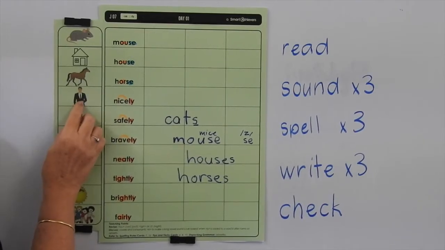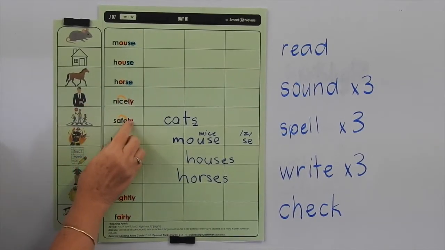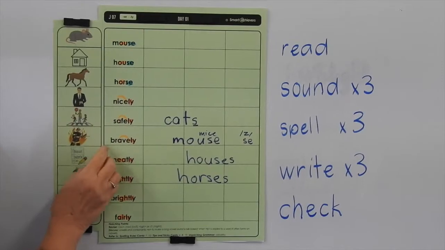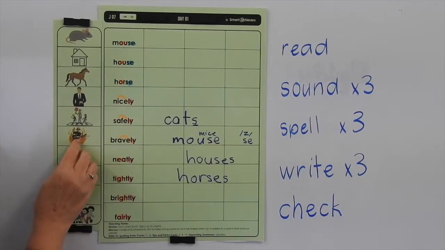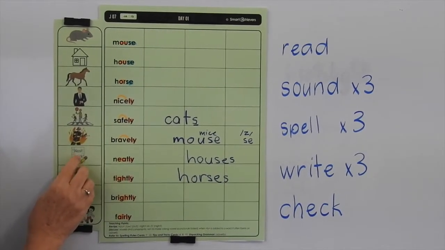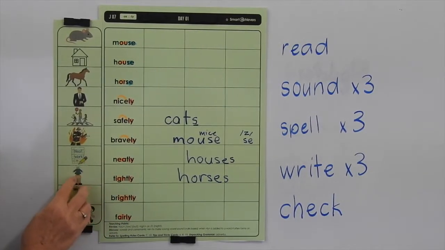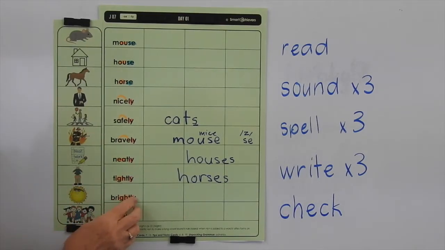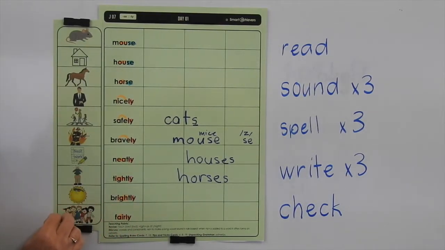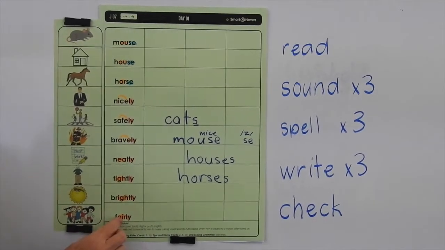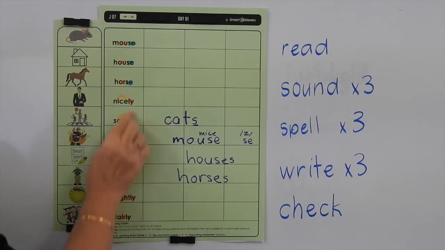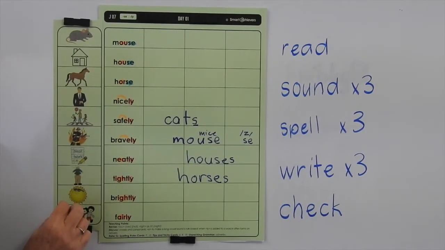Nicely means you're doing something that is nice. Safely means that you're doing something that is safe. Bravely means you're being brave. Neatly, you're doing something that is neat. Tightly means that something is too tight, pants fitted tightly. Brightly is like the sun shines brightly. And fairly might be when you're playing nicely and you're a very fair person, you're playing fairly. So quite often these words, if they're adverbs, describe a verb.